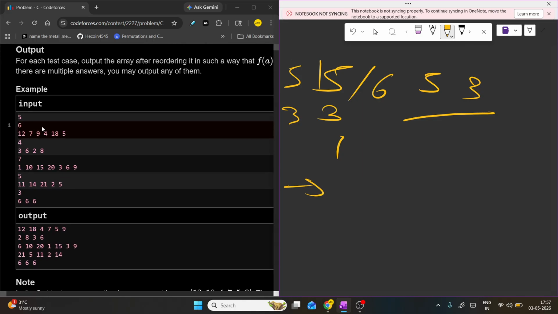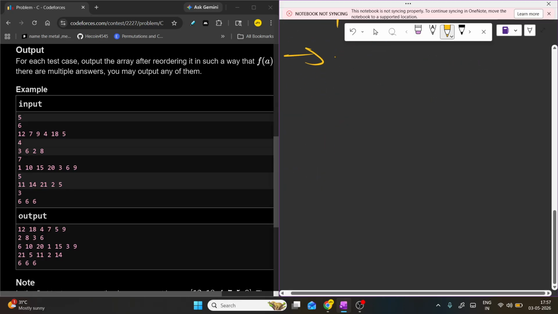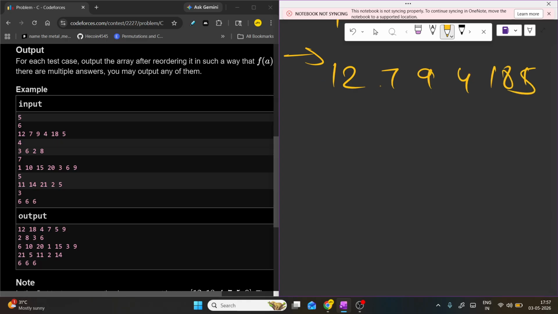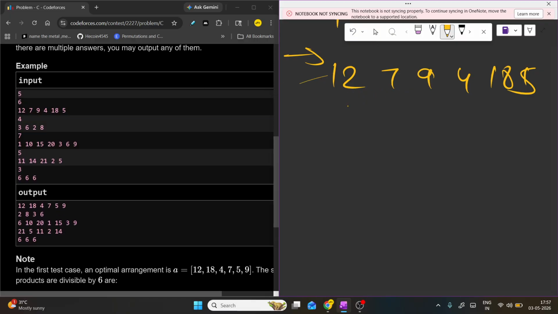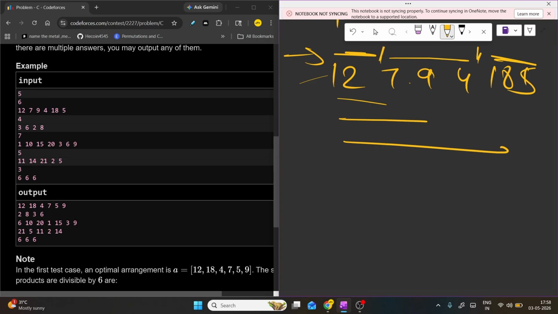Let us take the first example. We are given the numbers 12, 7, 9, 4, 18, 5. Now, we all know that a subarray is a contiguous set of elements of an array. For an example, this can be called a subarray. This can be called a subarray. This can also be called a subarray. The whole array can also be called a subarray. But this two part and this two part together can't be called a subarray because there is a gap in between. There shouldn't be any gap.